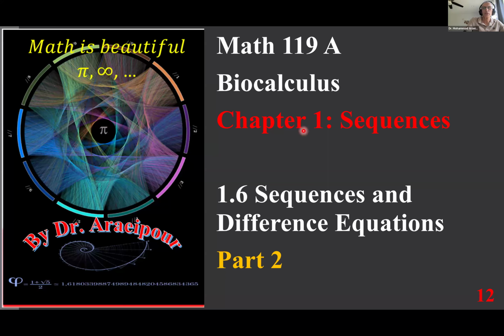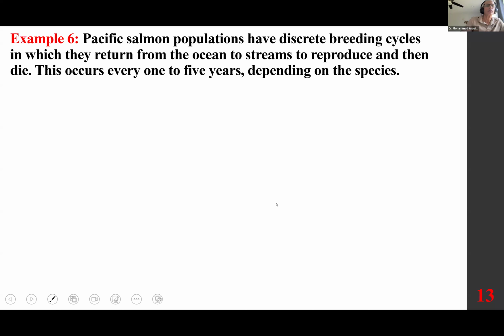Good morning, class. We are looking at Chapter 1, Sequences, Section 1.6, Sequences and Difference Equations. And we're going to look at one more example of that. Example number 6. Pacific salmon populations have a discrete breeding cycle in which they return from the ocean to streams to reproduce and then die. This occurs every 1 to 5 years, depending on the species.